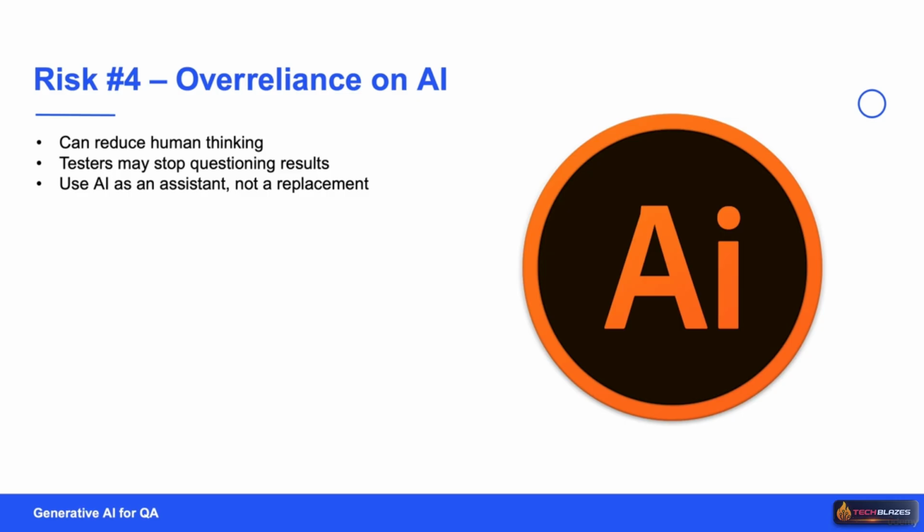Over-reliance is another subtle but dangerous risk. The more we use AI, the easier it becomes to stop questioning its answers. You might get used to copy-pasting results without critical thinking. And that's where mistakes happen. QA has always been about curiosity, asking why, and digging deeper. Don't lose that. AI is an assistant. It helps you think faster, but it should never replace your thinking.